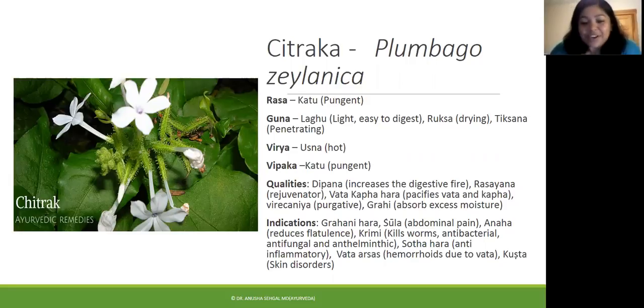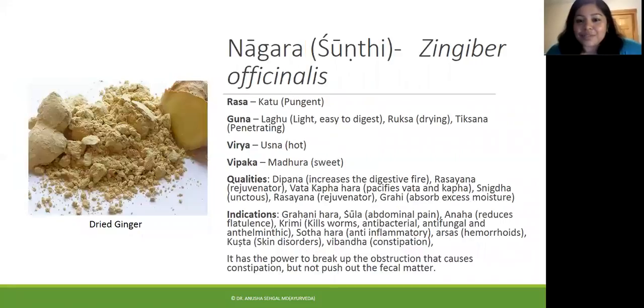So as you saw here, these are some of the indications for Shatrika. The next one is Nagara or Shunti. This is the same thing, of course, as ginger. Nagara or Shunti is the term used for dried ginger, not just fresh ginger. And the difference between fresh ginger and dried ginger, just like we saw with the pipali fruit and the pipali root, is that fresh ginger is somewhat more mild in comparison to dried ginger.